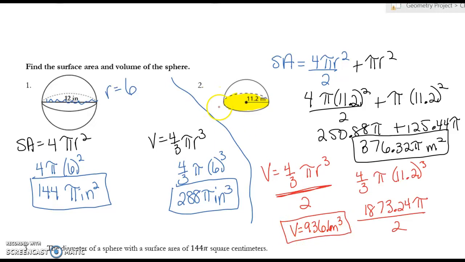Okay? And we don't have to add that great circle for volume because volume is the amount of stuff that fits in it. And so it doesn't matter what the lid or the top of it is, what shape it is. We just have to find how much fits in it.